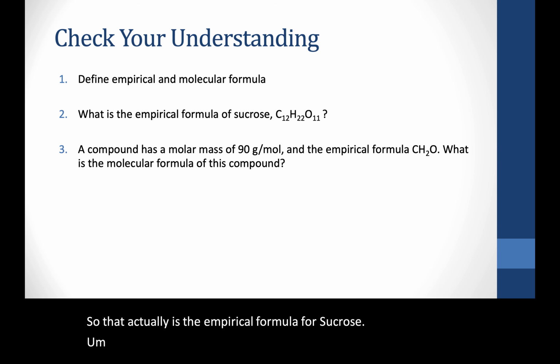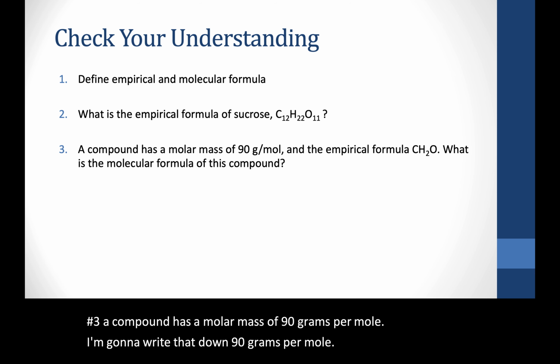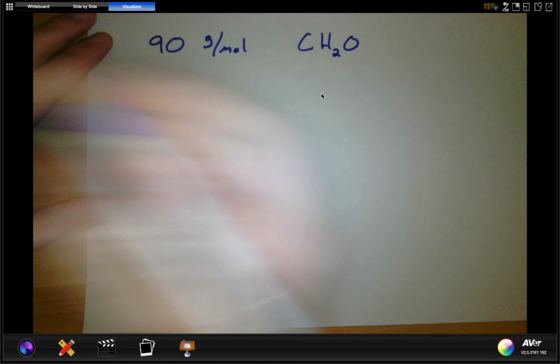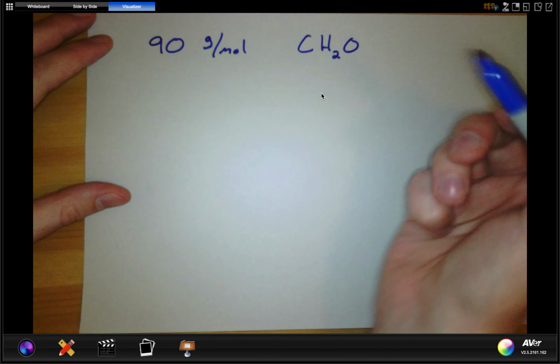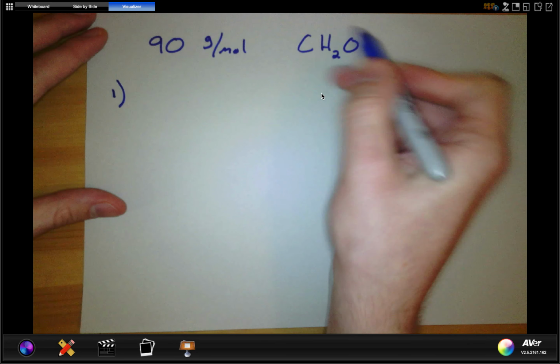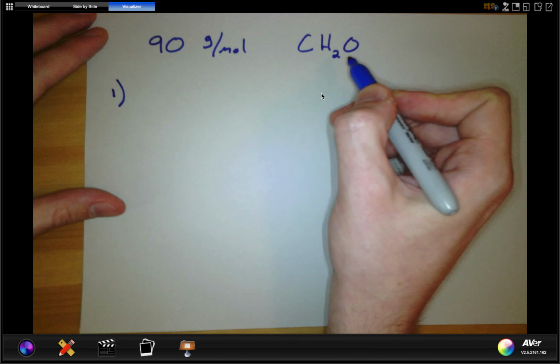Number 3, a compound has a molar mass of 90 grams per mole. Okay, I'm going to write that down, 90 grams per mole. And an empirical formula of CH2O. And it's asking, what's the molecular formula? Well, let's do this. Remember our steps. Our first step, we need to know the molar mass of our empirical formula.